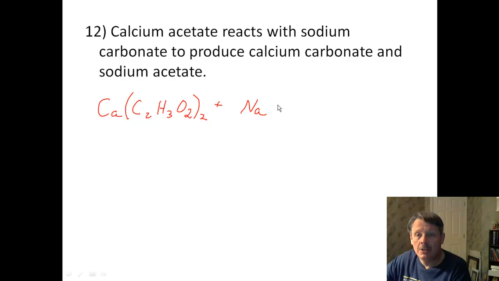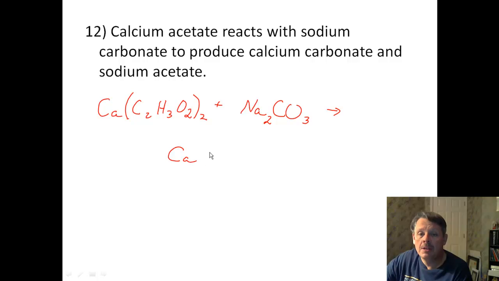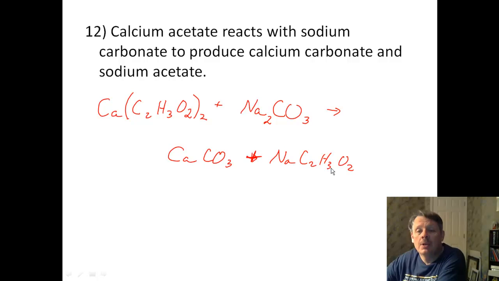carbonate. Carbonate is one of those you like to memorize, which is CO3. It has a 2- charge. Sodium has a +1, so it's Na2CO3. And it's producing calcium carbonate, calcium, CO3, 2+, 2-, they cancel, and sodium acetate, Na, C2H3O2, and again, +1, -1, they cancel each other out.